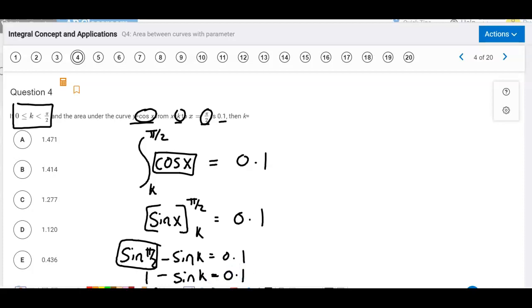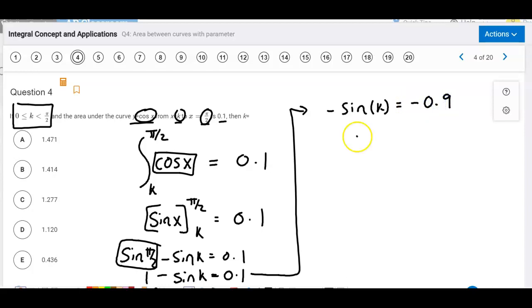Now I'm going to subtract 1 from both sides. Let's see, I believe that would be negative 0.9. And then I'm going to divide both sides by a negative. And now I need to find out what sine of what equals 0.9. Now that's not a unit circle question. It's going to have to be an arc trig function.